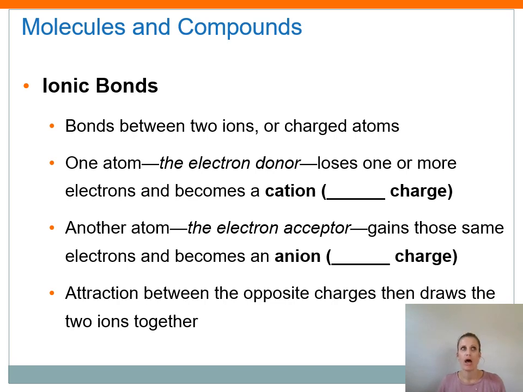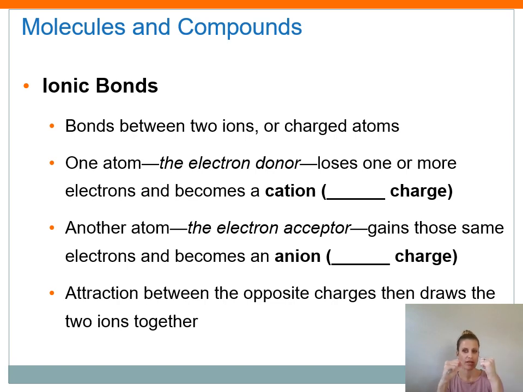In order for it to be charged, the protons and electrons have to not be equal, right? Remember, when protons and electrons are equal, they cancel each other out. But if the positive charges and the negative charges are not the same, then you end up with an ion. You end up with an atom that has a charge to it, either positive or negative. So when we have an ionic bond, we end up with a positive ion and a negative ion, and opposites attract.